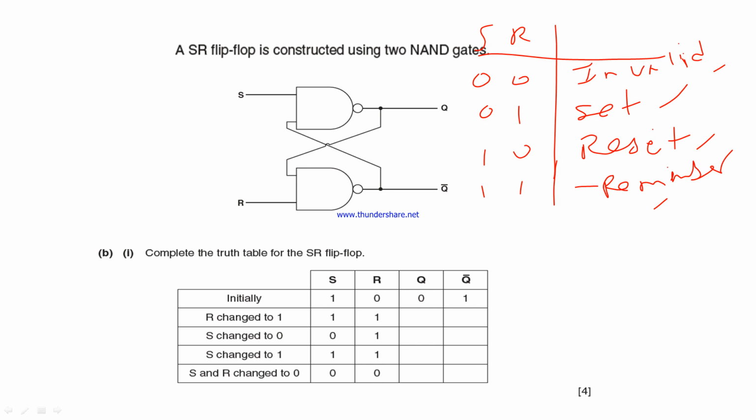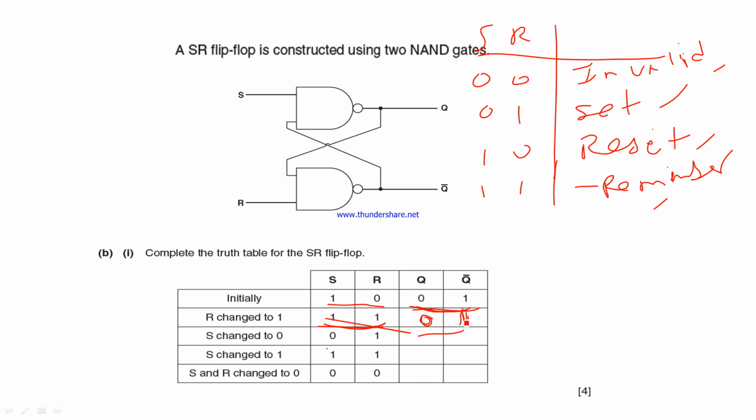Now, let's try this one. S and R are given, and we assume Q and Q dash also are given. Now, what happens when S and R is 1, 1? When S and R is 1, 1, it is our remember state. So Q and Q dash are being remembered. You agree with me? So 1, 1 means remember. Remember means Q and Q dash are kept the same.